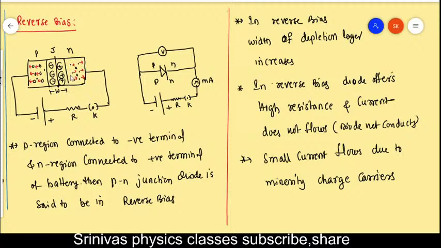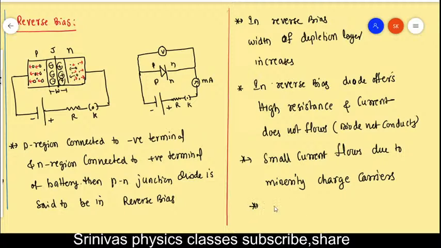In the N region, electrons are the majority charge carriers and holes are the minority charge carriers. One or two holes are there. They are positive charge and are connected to the positive terminal. They are repelled and will go this side. Due to that, a small current will flow. The small current flows due to minority charge carriers.